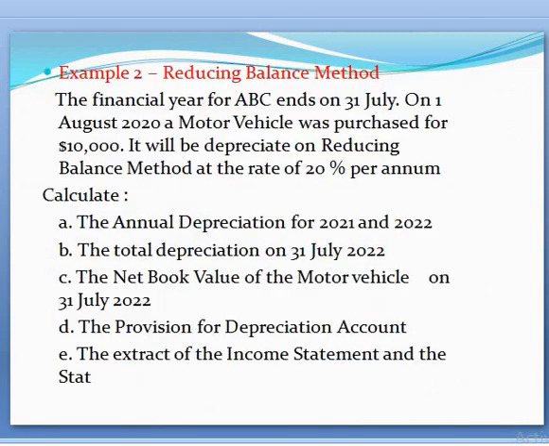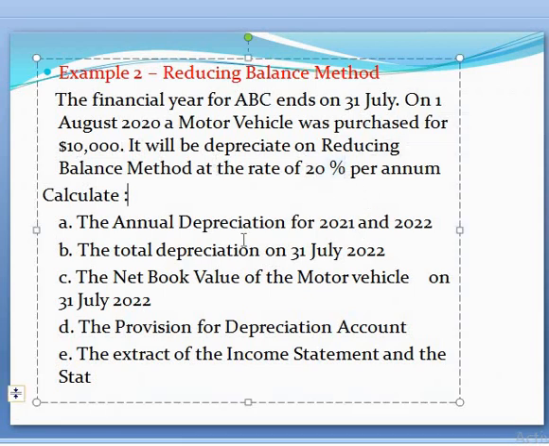Right. Now let's move on to the reducing balance method. We have another example here where the financial year ends on 31st July, the same as the previous question. A motor vehicle costs 10,000, but this time we are given a rate of depreciation of 20%. So again, we have to calculate the annual depreciation, the total depreciation, and the net book value.